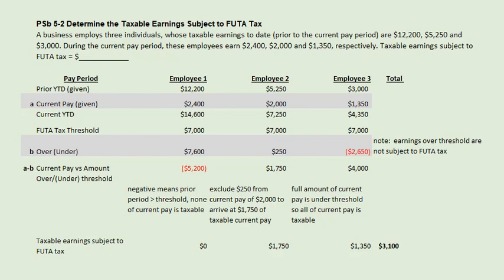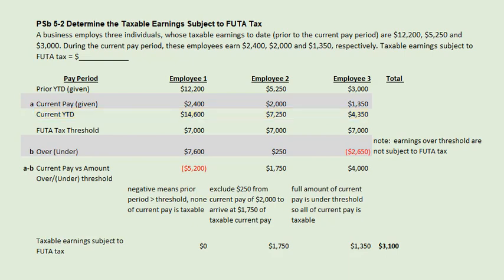The approach to this problem is to lay out the pay for each employee, and there are 3, so we will label each as employee 1, employee 2, and employee 3. The prior year-to-date pay for each employee is given in the problem, so let's write those down, as well as the current pay, which is also given. Then we add the prior year-to-date to the current pay, and we arrive at the current year-to-date.